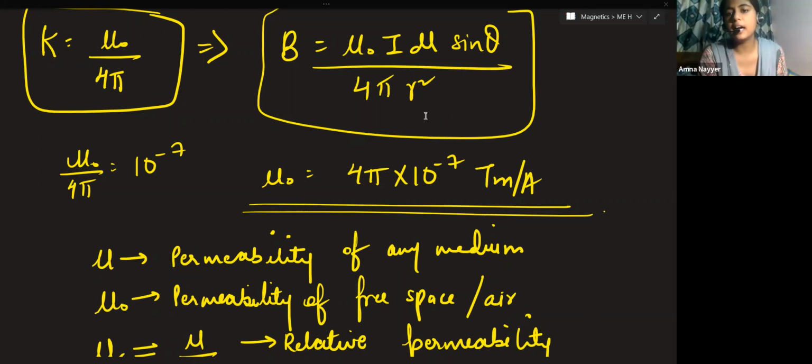So in the last class, we had completed the Biot-Savart law. We had seen what the direction was also. The direction we had completed. So let us just quickly revise it once. What was the direction for the Biot-Savart law?